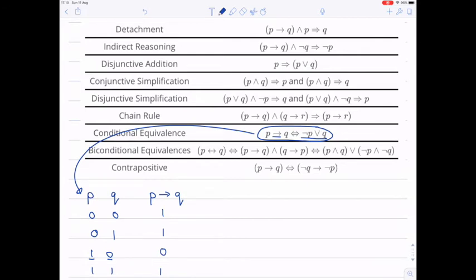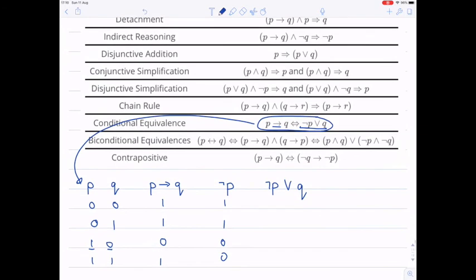Now let's have a look at not P. So not P is going to be 1, 1, 0, 0. And we want not P or Q. So to work out not P or Q, we're using not P and our Q column. And remember, if we've got an OR, it's the same as saying Q or not P. So we can use this as our first column and this as our second column. And we're combining with an OR.